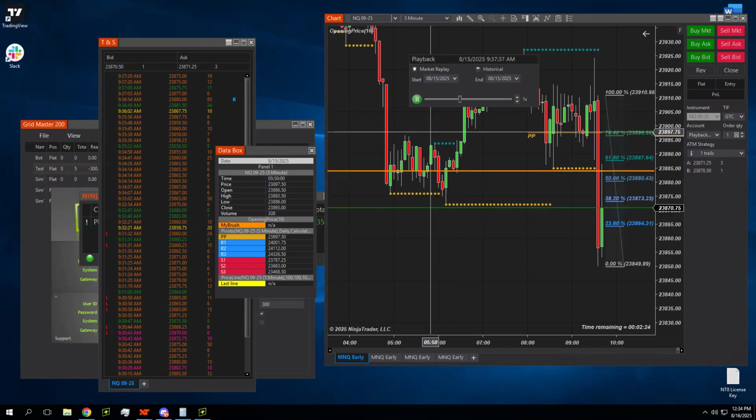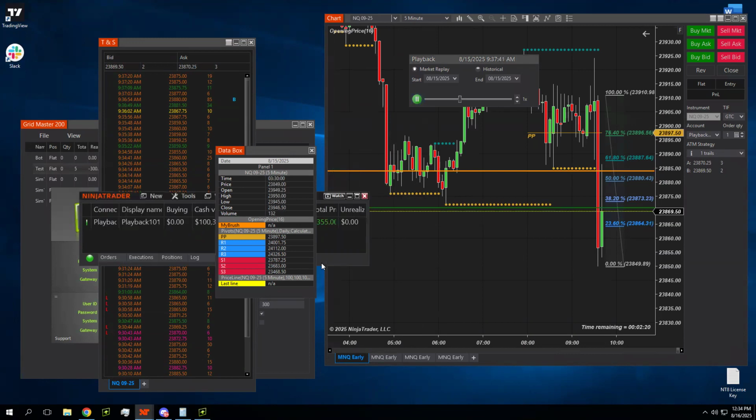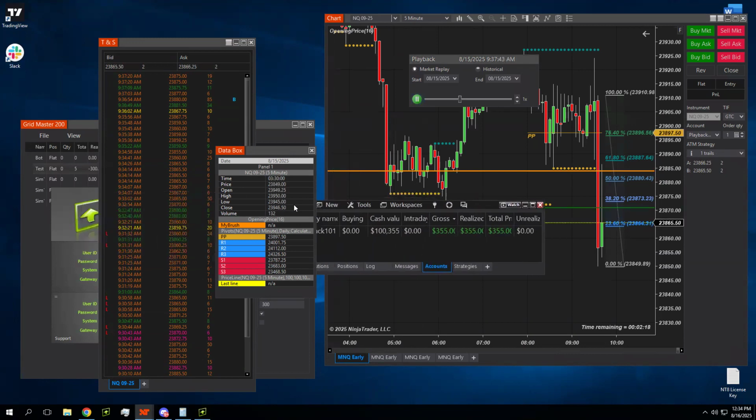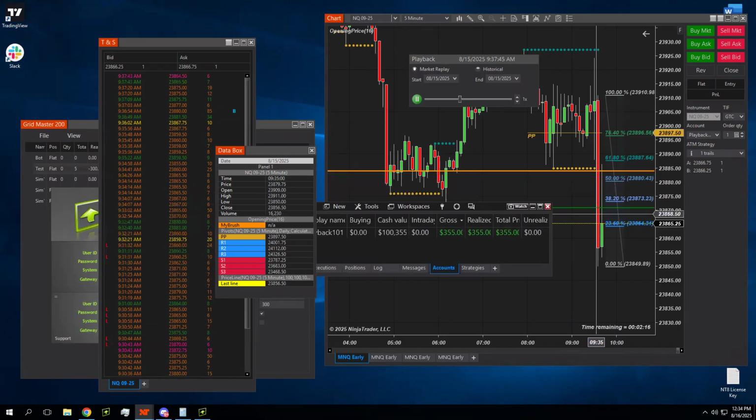Okay. Knock me out right there. I don't put a target. I just put a stop loss and a trail. So out of those 3 trades right there, we had a total of 355.